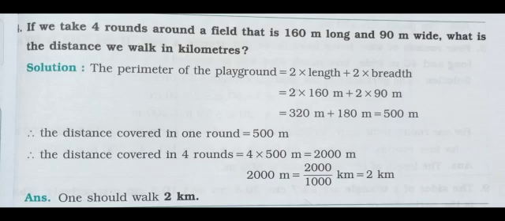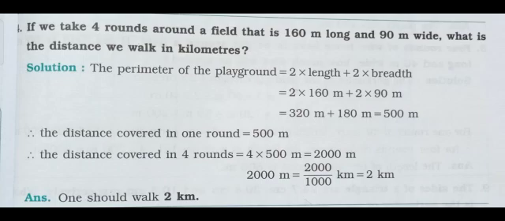Okay. So the perimeter of that playground is equal to 2 into length plus 2 into breadth. So that is 2 into 160 meter plus 2 into 90 meter. The values are given. So after doing the addition, you will get the total answer, that is 500 meter. So therefore the perimeter of the playground is what? 500 meter. Now what they have told, the distance covered in one round is 500 meter.